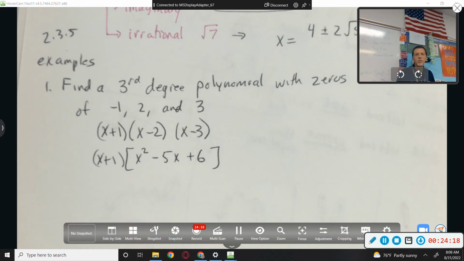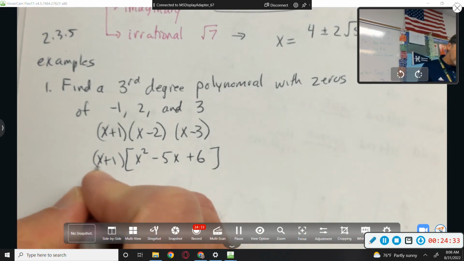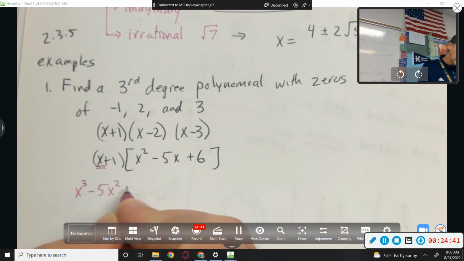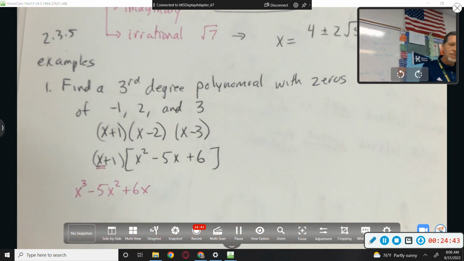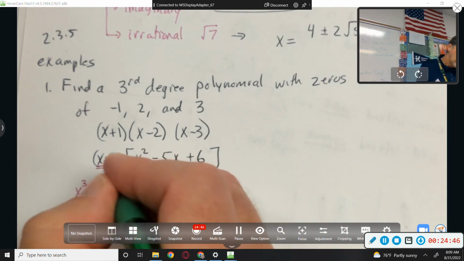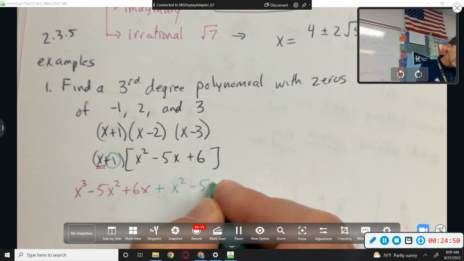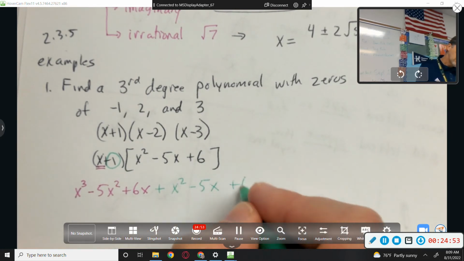By the way, I'm assuming you can FOIL in one step. You don't need to write out FOIL. Write out all the terms and then collect the O and the I together. And then this one's not FOIL. This one we've got to be a little bit more careful. Let's distribute the x to everybody. So x cubed minus 5x squared plus 6x. And then we'll distribute the 1 to everybody. x squared minus 5x plus 6.